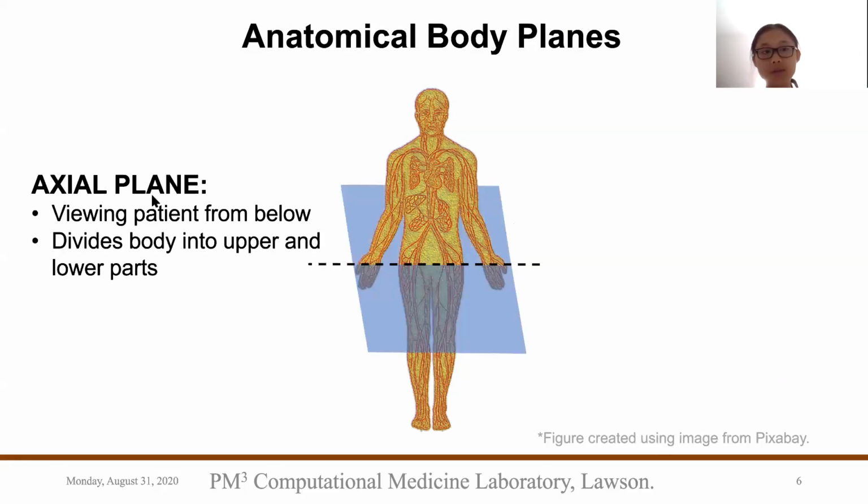Moving on to our first body plane, we have the axial plane. The axial plane is what we would see if we were standing below the patient's feet and looking up. The axial plane divides the body into upper and lower parts, and the axial plane of view is a horizontal plane.